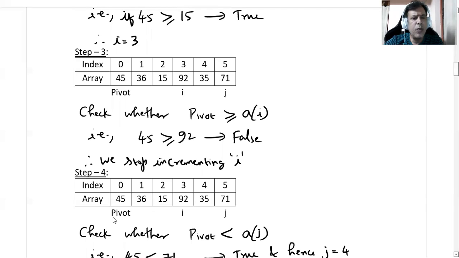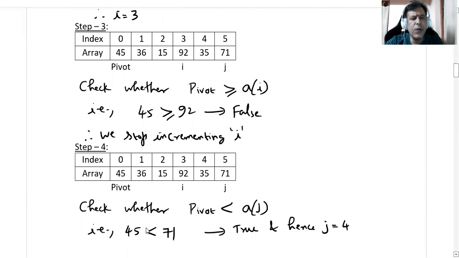So you will compare now pivot, that is this 45, whether it is lesser than AJ or not. AJ means now it is 71. So 45, is it lesser than 71? Yes, it is true. And hence what you do, you decrement the J value, means 5 will become now 4. That is why J is 4 here.